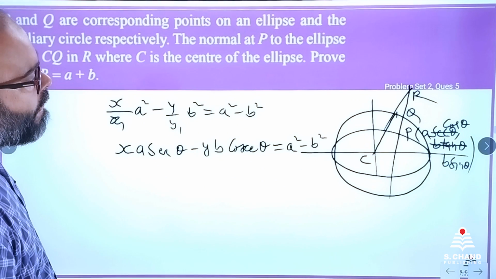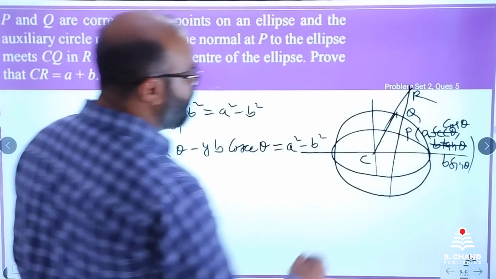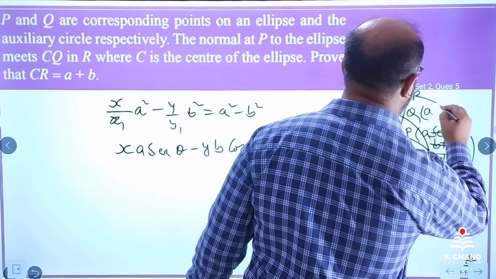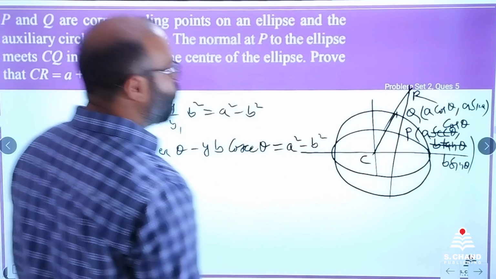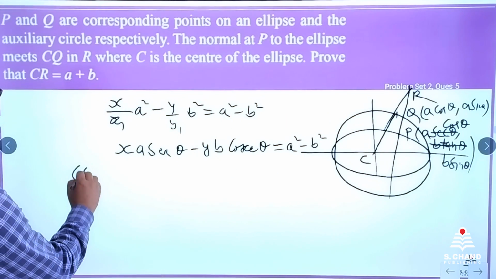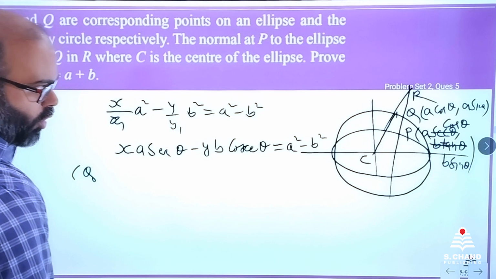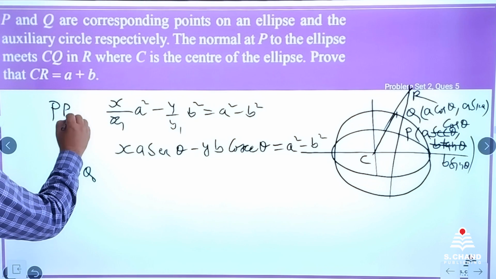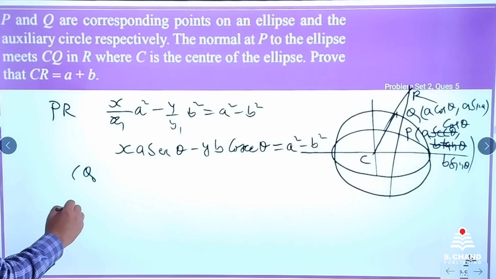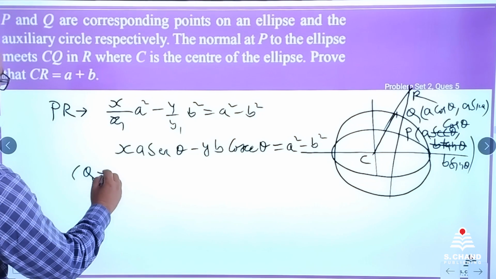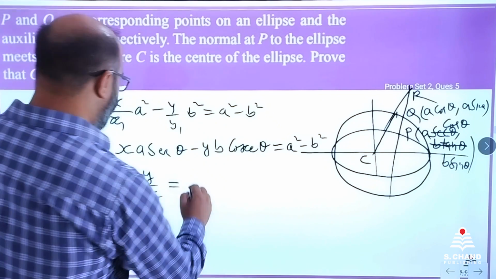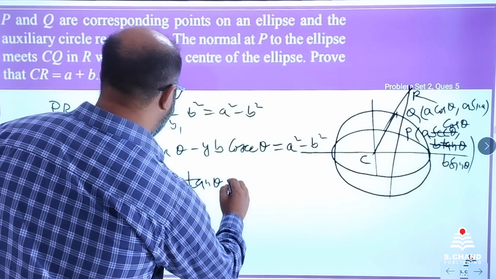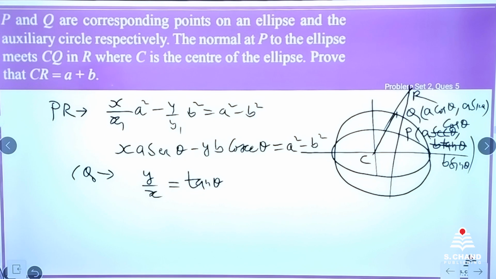And then we have CQ. So Q is A cos theta comma A sin theta. So A cos theta comma A sin theta, this is Q. So if we talk about the equation of CQ, that equation was of the normal PR. Now if you want to find the CQ equation, so what will happen? This is y by x is equal to simply tan theta. So this will give you y is equal to x tan theta. Now let us solve both of them and find the coordinates of R.